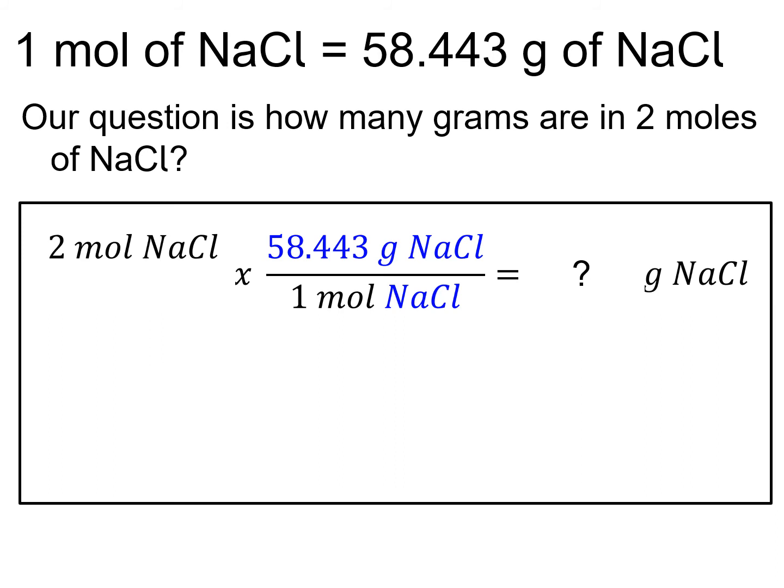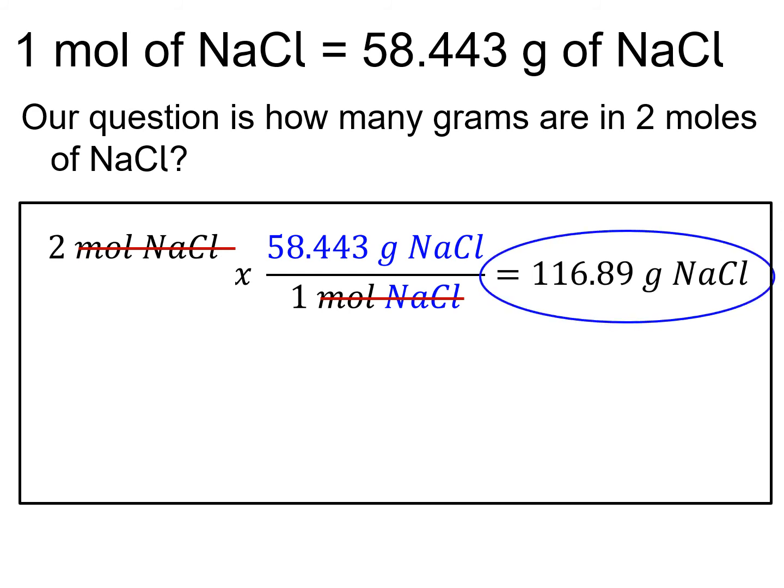Now I can see that the moles of sodium chloride in the numerator and the denominator are going to cancel each other out. I'm left with 2 times 58.443 grams of sodium chloride over 1. Do the math, you get 116.89, and you also get grams of sodium chloride, which is what we wanted to find. So 2 moles of sodium chloride equals 116.89 grams of sodium chloride.